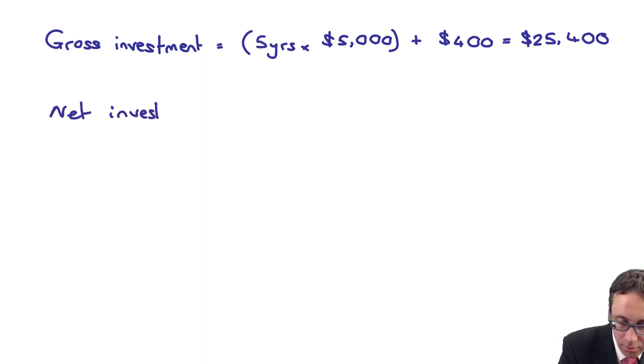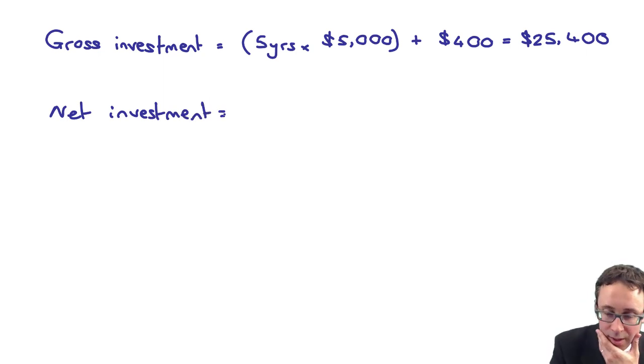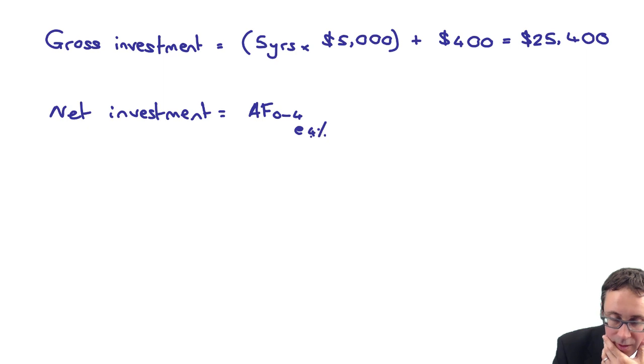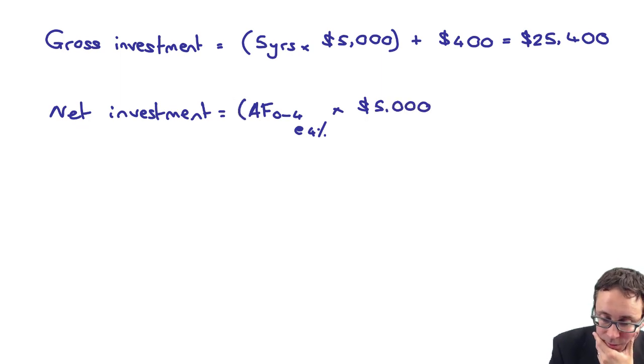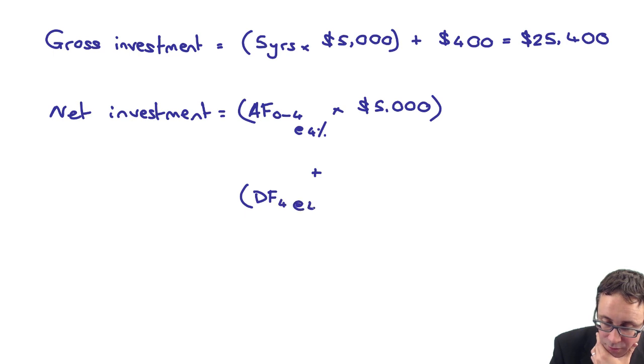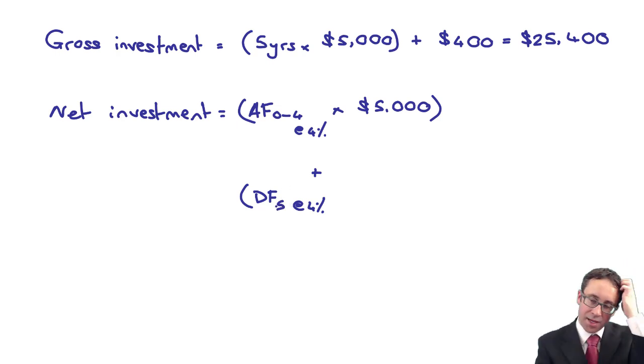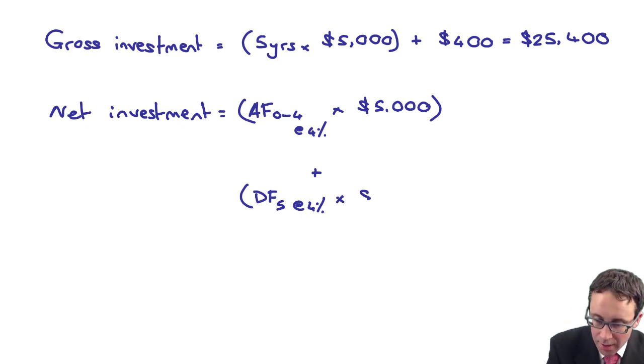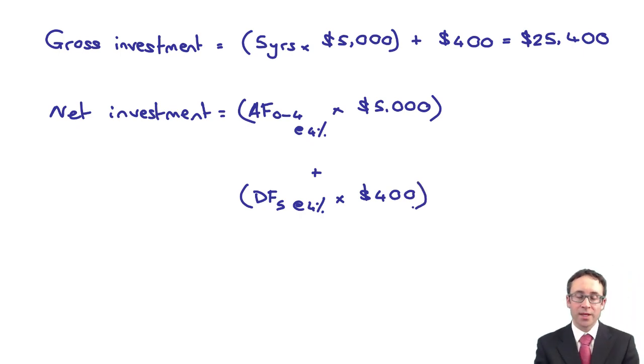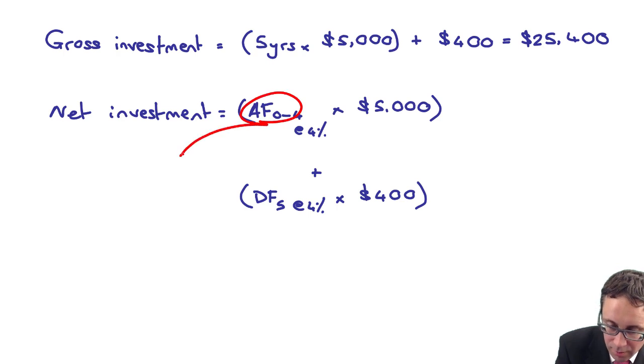If you were given the tables, you could take an annuity factor from 0 to 4 at 4%, multiply that by the 5,000, to which you can then add a discount factor at T4. Careful, it's at the end of the lease, isn't it? That's the challenge. Careful, Christopher. At T5, because it's a 5-year lease, multiplied by the 400. Again, if you were really clever, an annuity factor of 0 to 4 is 1 plus an annuity factor of 1 to 4.